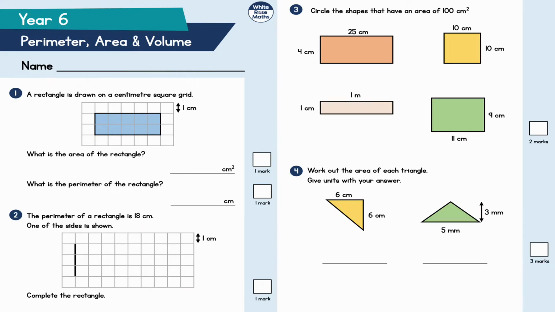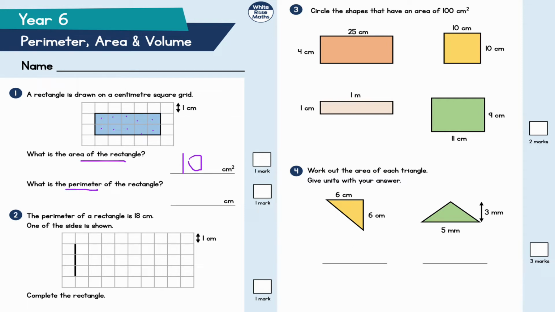Right, we are now looking at Year 6 perimeter and area and volume from the White Rose Maths worksheet. This is question number 1. A rectangle is drawn on a centimetre square grid. What is the area of the rectangle? Now, there are multiple different ways of working this out. What I'm going to do is just count the squares. 1, 2, 3, 4, 5, 6, 7, 8, 9, 10. So the answer is 10 centimeters squared.